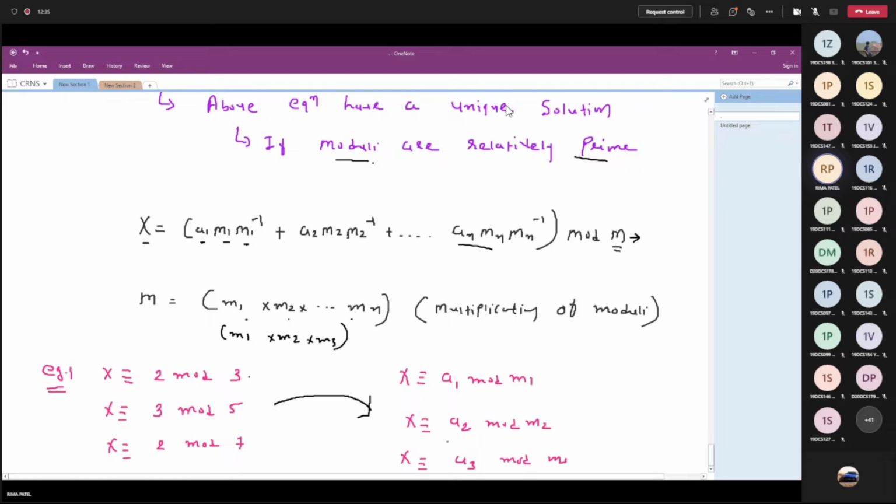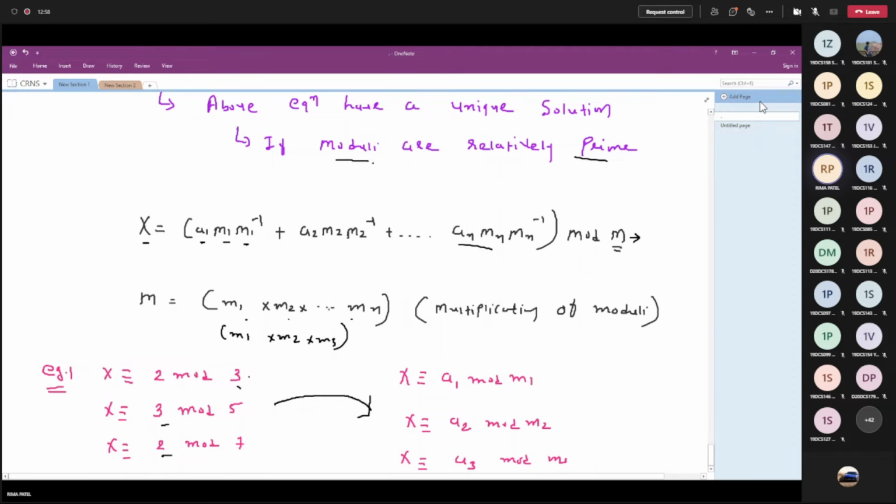These are the original equations that we have seen, right? So what is a1? 2. What is a2? 3. And what is a3? It is 2. What are the values of m1, m2, m3? So 3, 5 and 7. Okay. Now we will just list down the things, whatever is given and what we need to find.